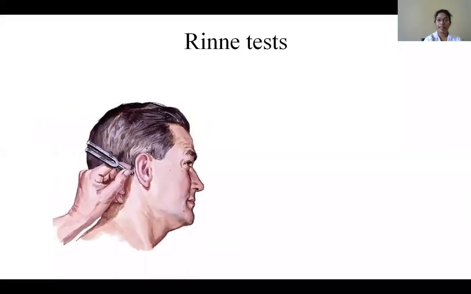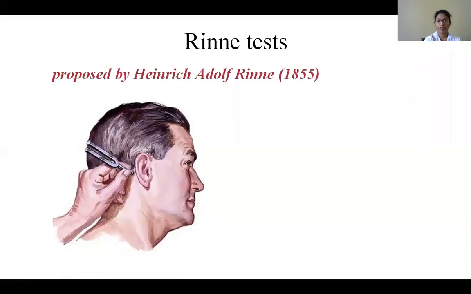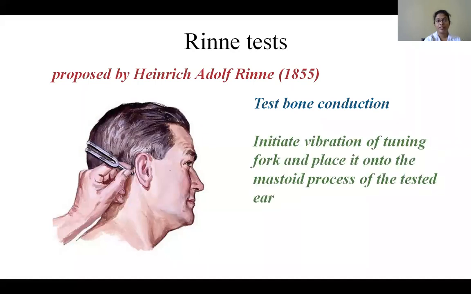Now let us see the Rennie's test. Now Rennie's test was proposed by Adolphe Rennie in 1855. Now here it has got two steps. So first is we would assess the bone conduction first, and then we would go for assessment of air conduction. Now to assess bone conduction, we would set the tuning fork into vibration and then place the vibrating tuning fork on the mastoid process of the tested ear.